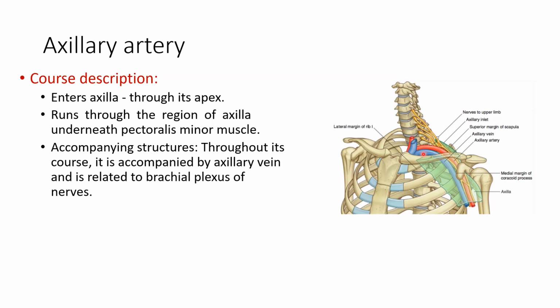The axillary artery enters the axilla through its apex and it runs through the axilla under cover of the pectoralis minor muscle. It is accompanied by the axillary vein throughout its course, and it is also related to the brachial plexus of nerves. So this green one is the axillary sheath, which encloses the axillary artery, axillary vein and the cords and nerves of the brachial plexus.